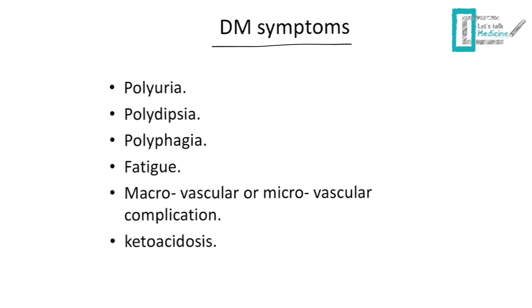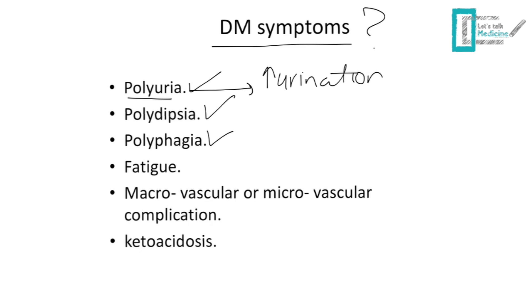So what are the symptoms of diabetes? The classical symptoms of diabetes are polyuria, polydipsia, and polyphagia. Polyuria means frequent and increased urination.